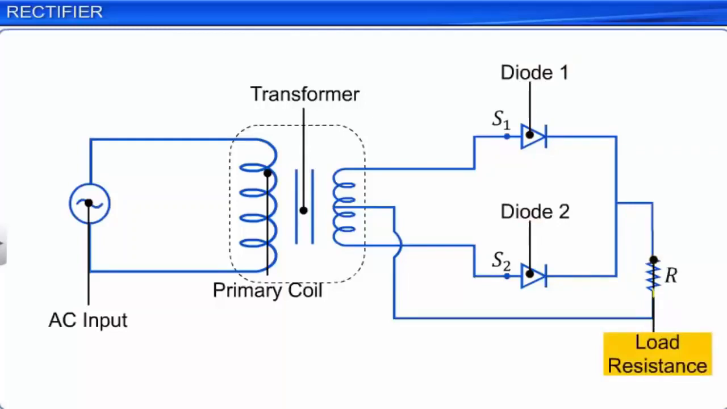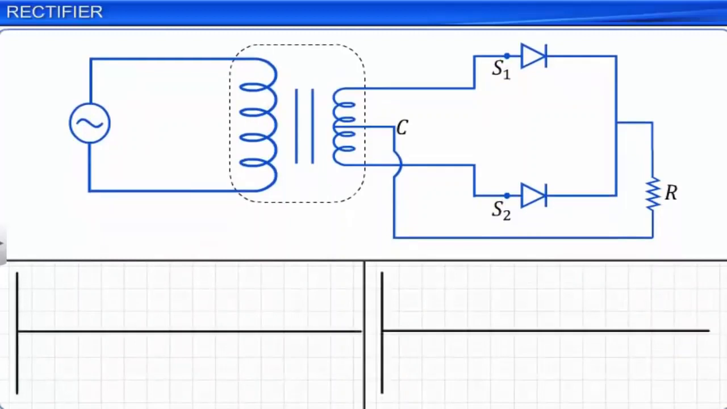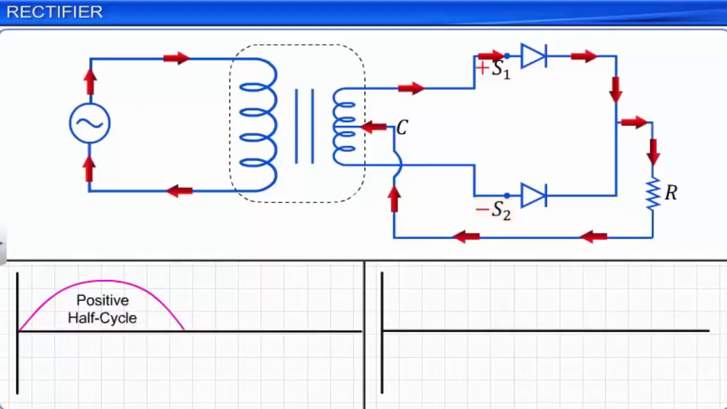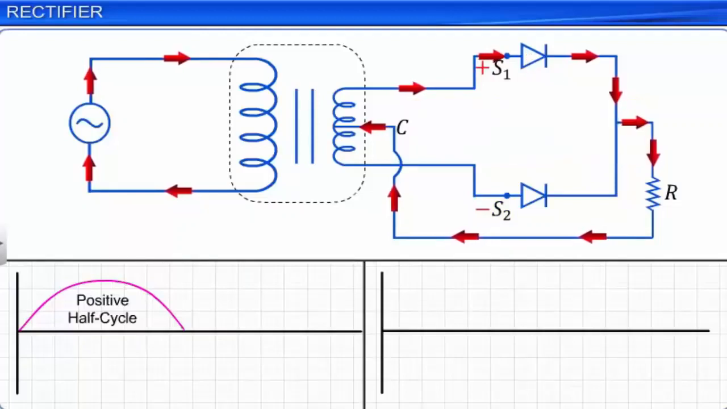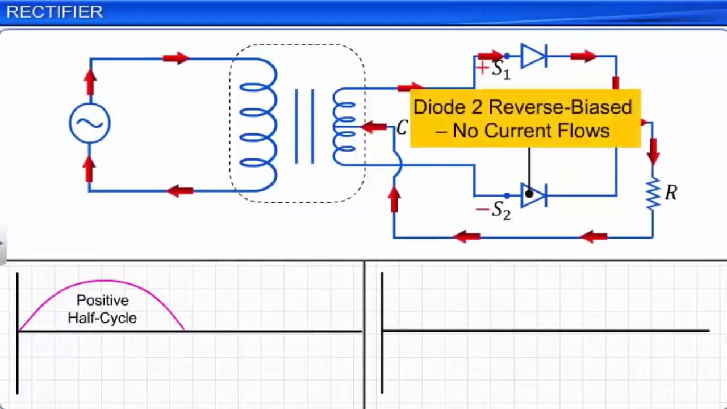When S1 is positive and S2 is negative, diode 1 is forward biased and allows current to flow through it. However, at the same time, diode 2 is reverse biased and does not allow current to flow through it. Thus, during the positive half cycle, current flows through the load resistance R via diode 1 and the center tap C, and we receive a voltage output across R.